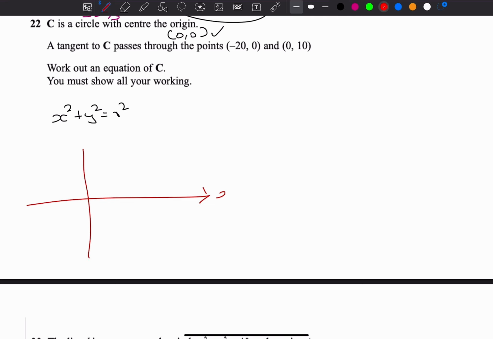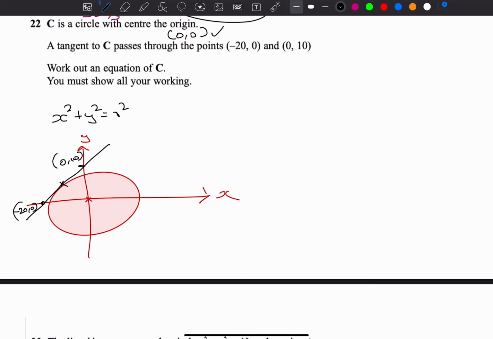Let's just see what they're talking about. X and y, center is 0, 0. There you come. Minus 20, 0. Imagine that's the circle. Apparently, let's say it's somewhere here, I'm guessing. It goes through that. That's your tangent. And this coordinate is 0, 10. And there this crosses minus 20, 0. They want the equation of the circle C.